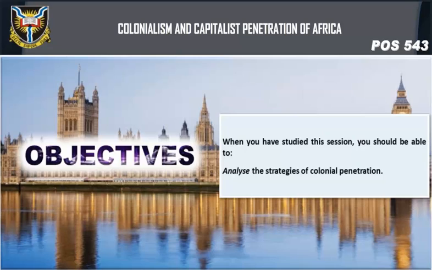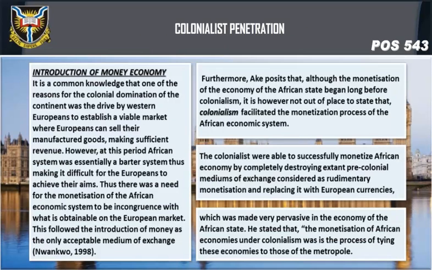Learning outcomes. When you have studied this section, you should be able to analyze the strategies of colonial penetration. Colonial penetration.